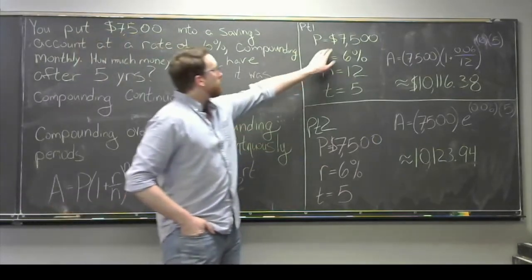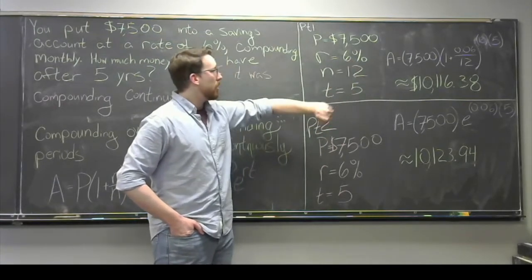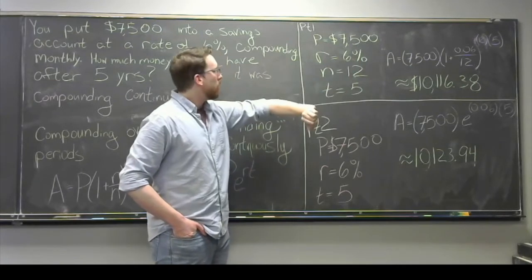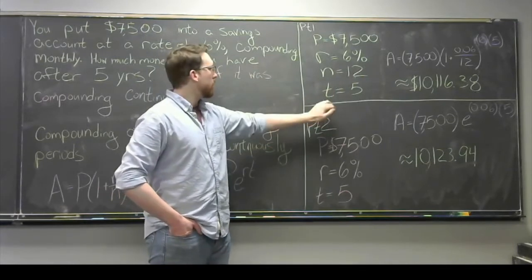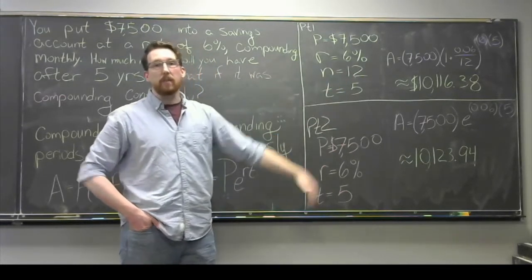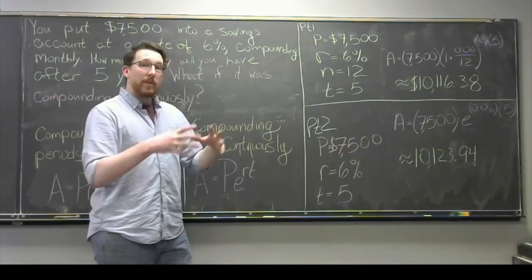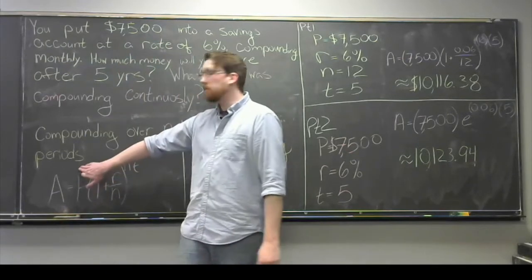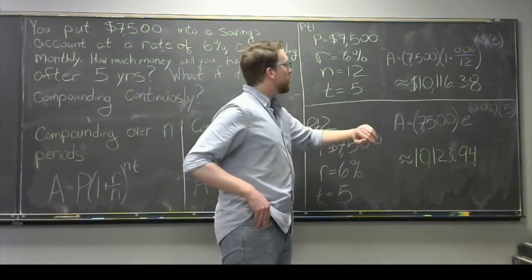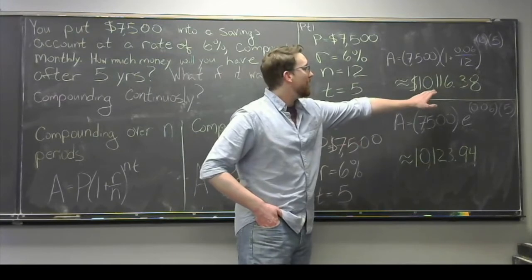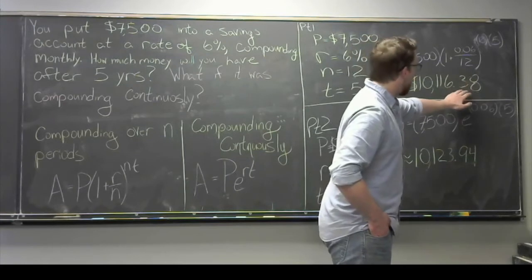Again, we know our principal amount, $7,500. We know the rate is 6%, though we're going to have to put that into a decimal. We know the period is 12 months in a year again, and we know t, time, is going to be equal to 5. It's over 5 years. Throwing all of this together inside of the formula as provided here, we're going to find that after 5 years, we have about $10,116.38.